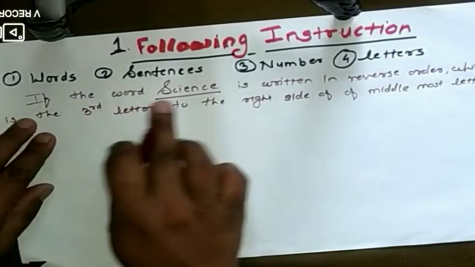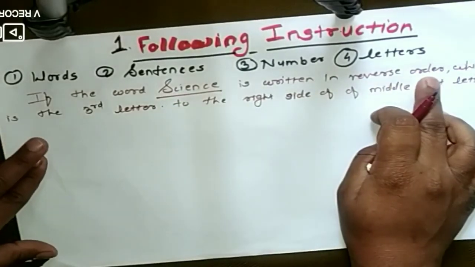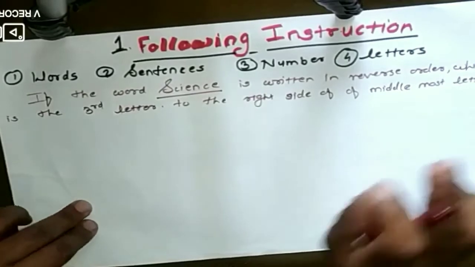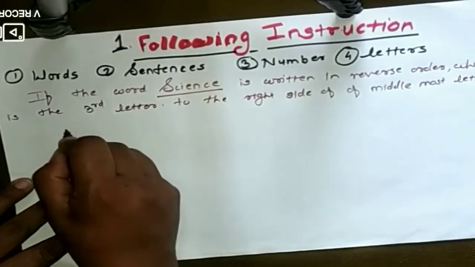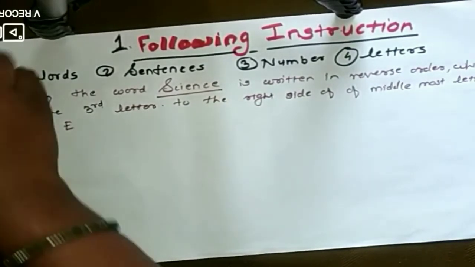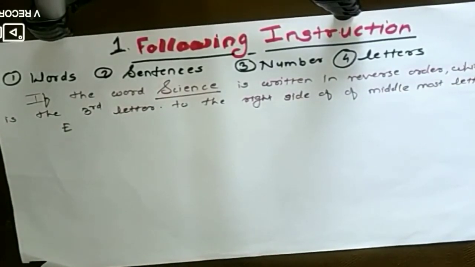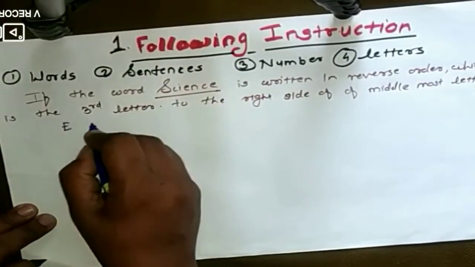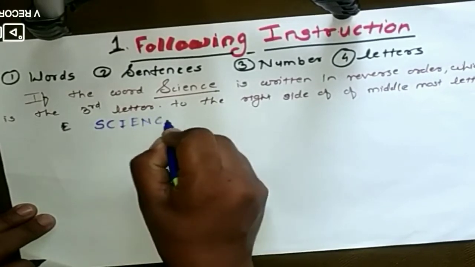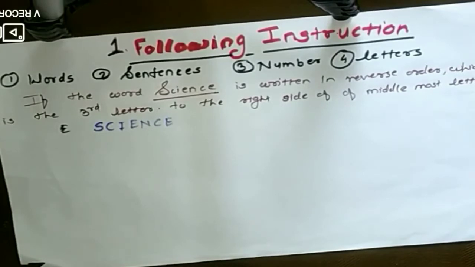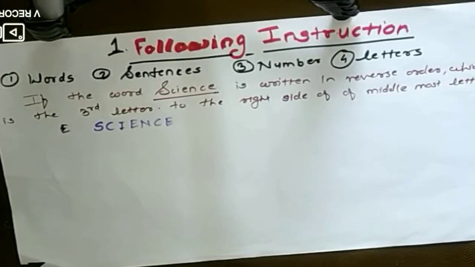So we have to find out, inside the word science, if it is written in reverse order, which is the third letter to the right side of the middle letter. So first of all, science we will write in the reverse order. So E, the last letter, we have to write first. The last letter is E. SCIENCE, this is the spelling of science.